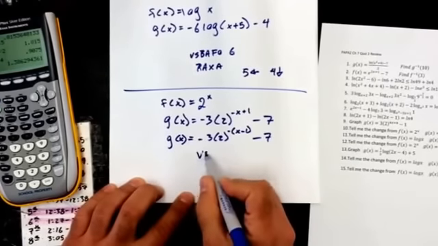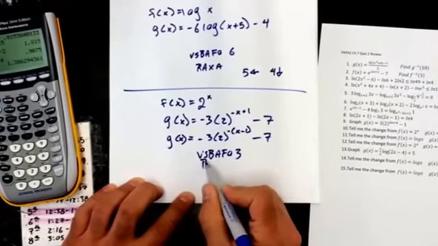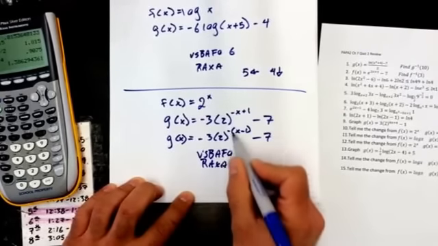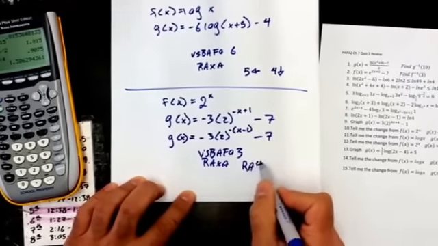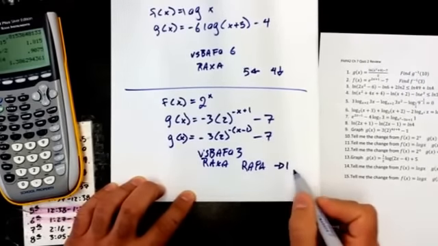So this is going to be vertically stretched by a factor of 3. This is going to be reflected across the x-axis. This is going to be reflected across the y-axis. This is going to be to the right one. And this is going to be down 7.